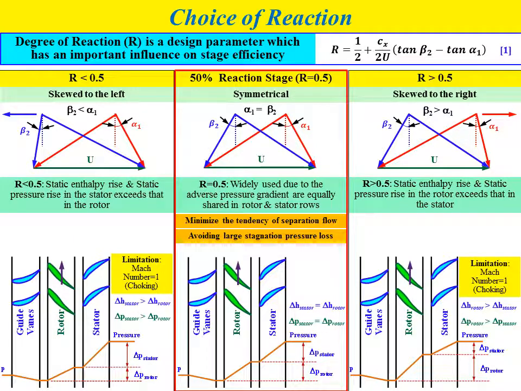So we can choose R greater than 0.5, but the limitation is similar to the second category, where we need to make sure that the Mach number is not equal to unity, or equal to 1, because the condition will cause the choking phenomenon and drastically reduce the efficiency of the axial flow compressor.